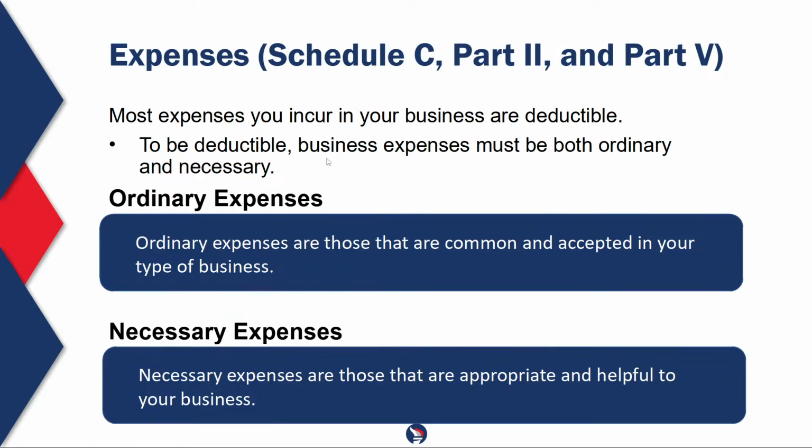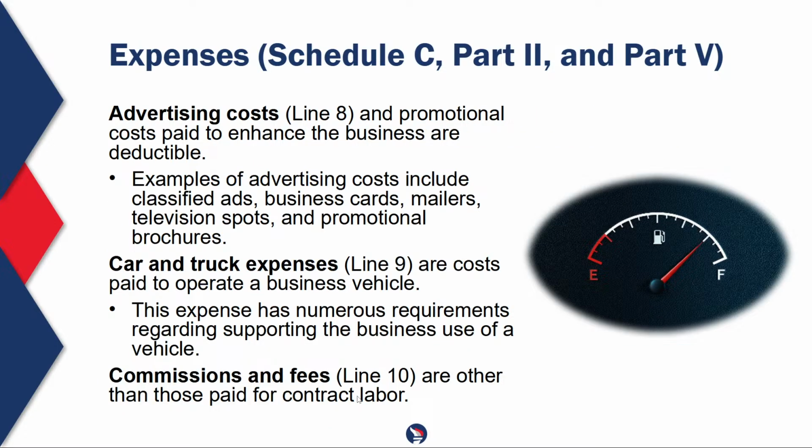Again, to be deductible, they must be ordinary and necessary. Ordinary, those are common and accepted in your type of business. Necessary, those are appropriate and helpful to the business. I mean, our business is a great example. It's an ordinary expense for me to buy printer toner. And it's also necessary. Otherwise, I'm not printing any tax returns, am I? Some of the individual expenses that are in here, we're going to go down line by line.